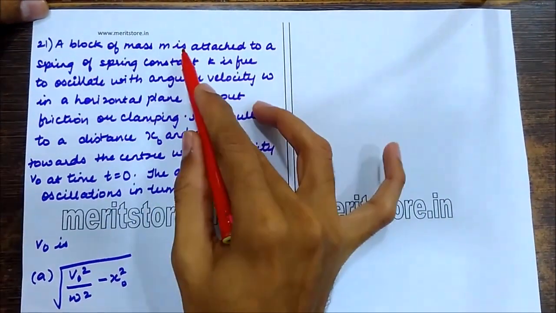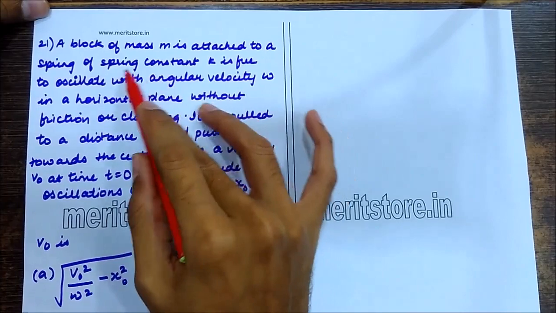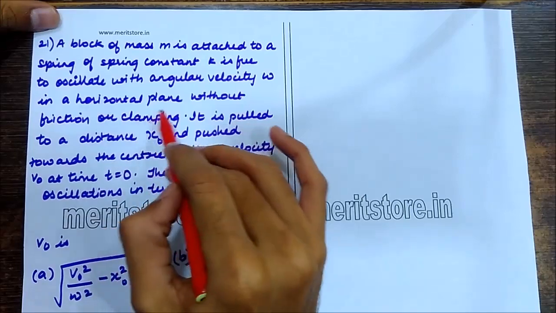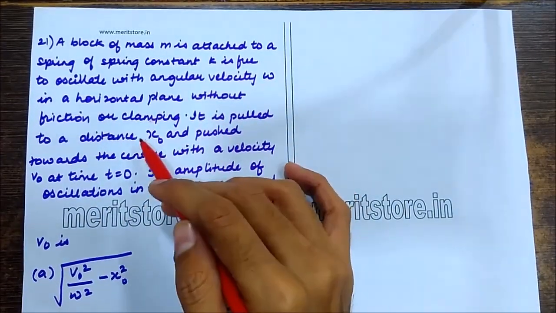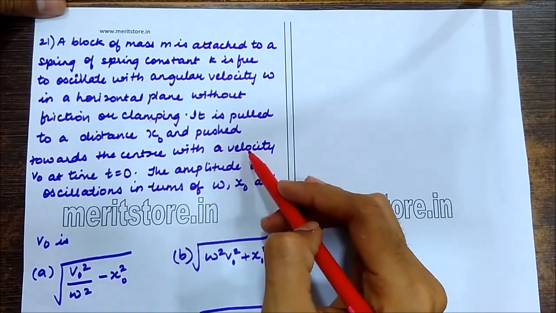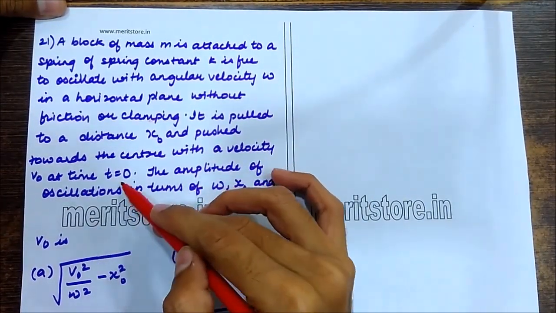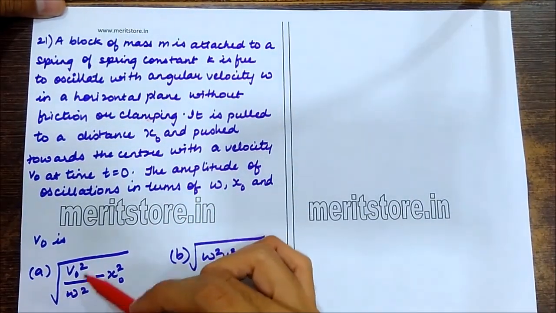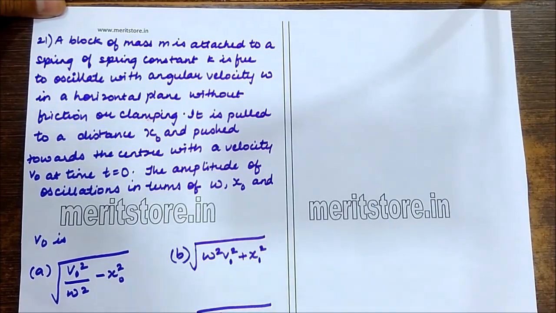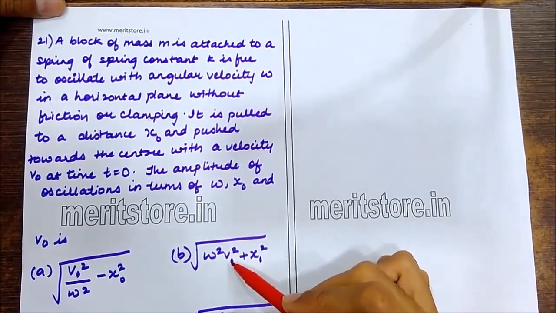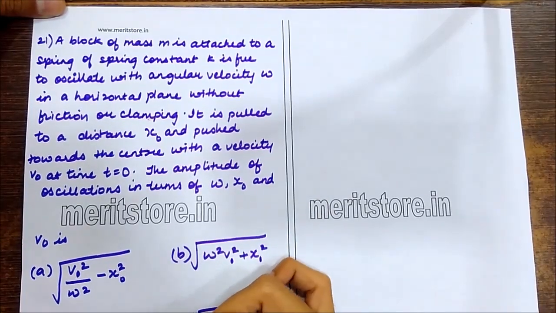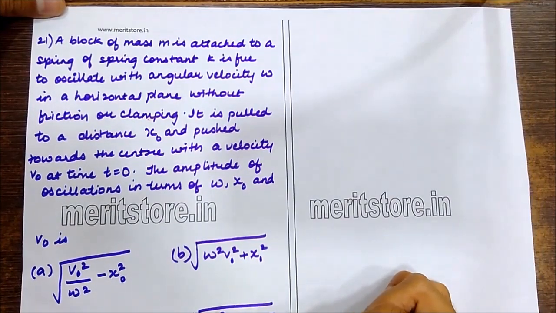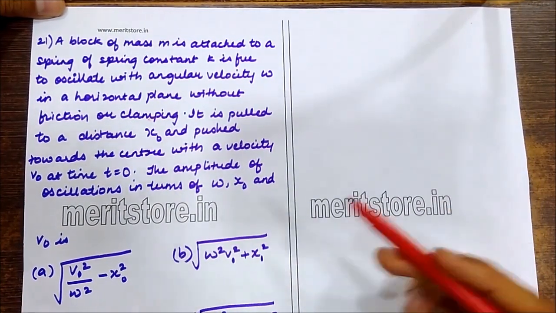So a block of mass m is attached to a spring of spring constant k. It is free to oscillate with angular velocity omega in a horizontal plane without friction or clamping. It is pulled to a distance x naught and pushed towards the center with a velocity v naught at time t equal to 0. The amplitude of the oscillation in terms of omega, x naught and v naught is: A, under root omega v naught square upon omega square minus x naught square; B, under root omega square v naught square plus x naught square; C, x naught square under root upon omega square plus v naught square; or D, under root omega square upon omega v naught square upon omega square plus x naught square.